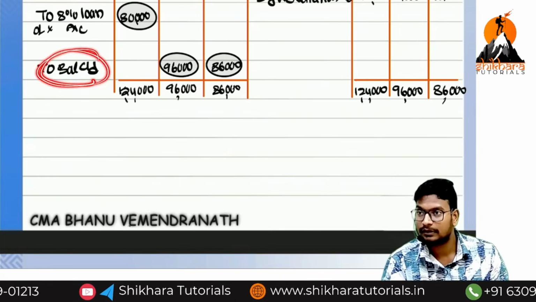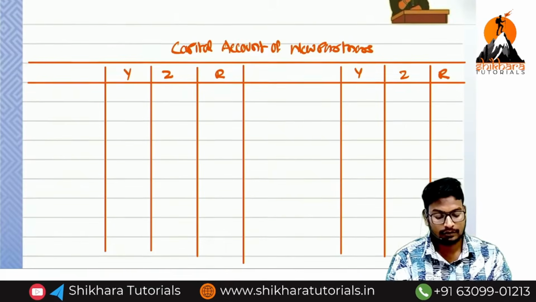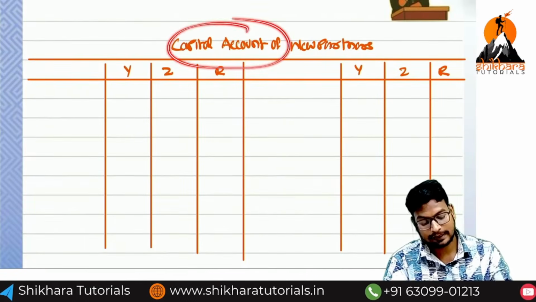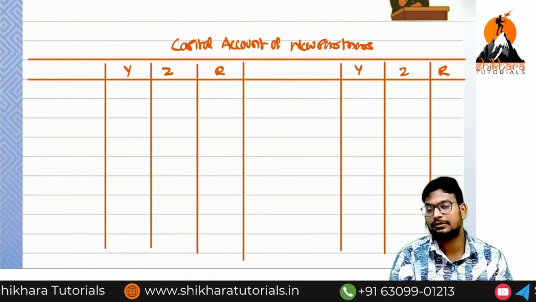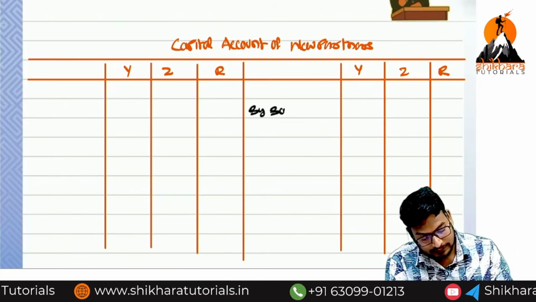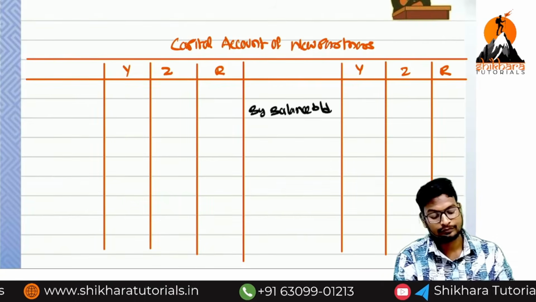Closing balance. This closing balance will be transferred to which account? Opening balance of current accounts. Okay? Capital account of new partners. So this is only the special one. Okay, what do we need to write now? By balance brought down. What are the balances?